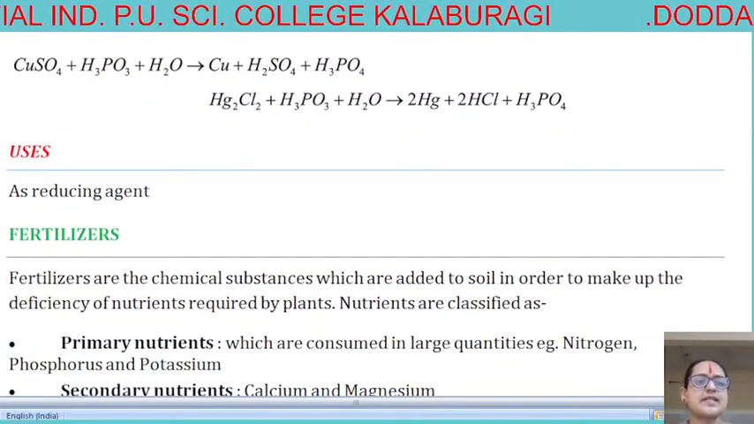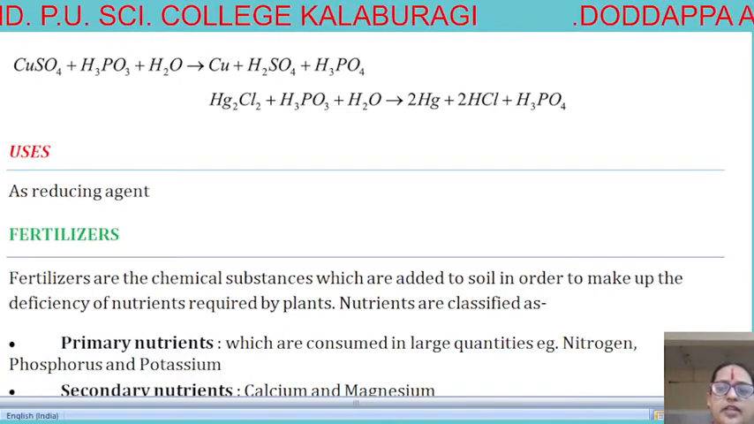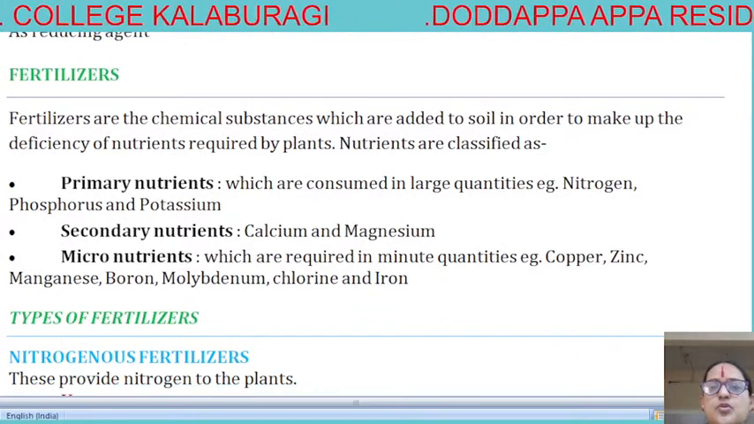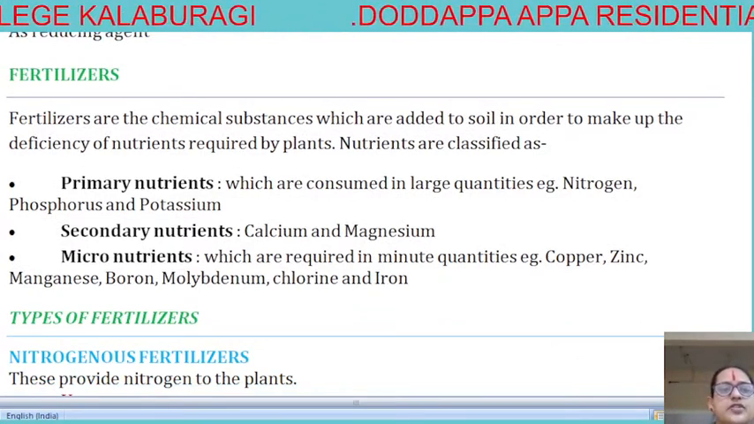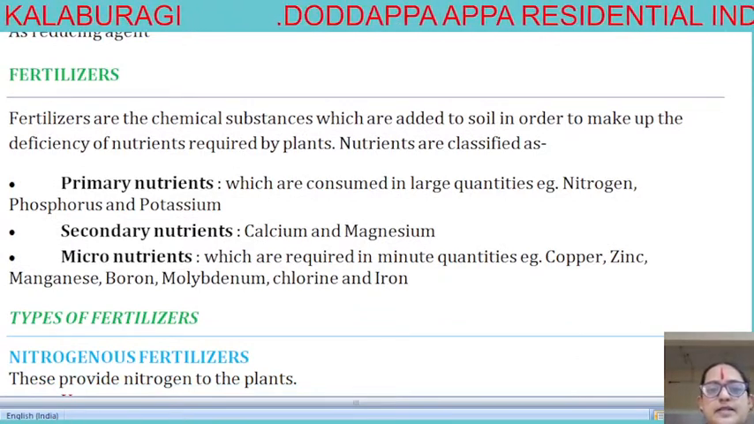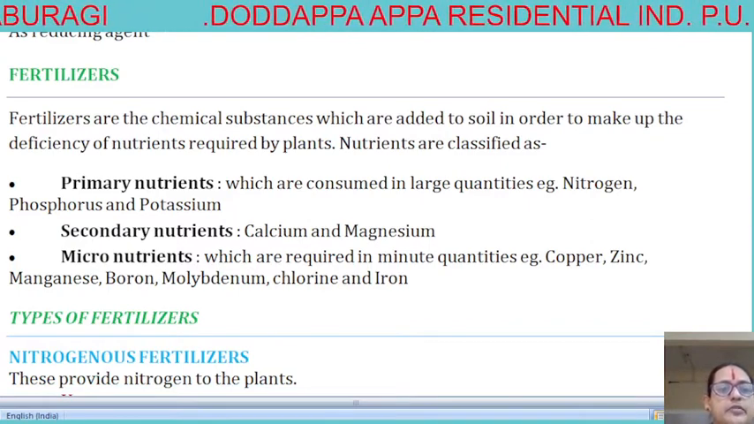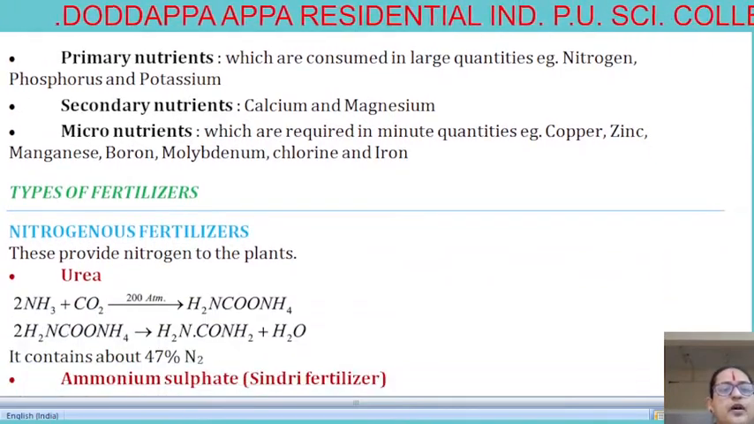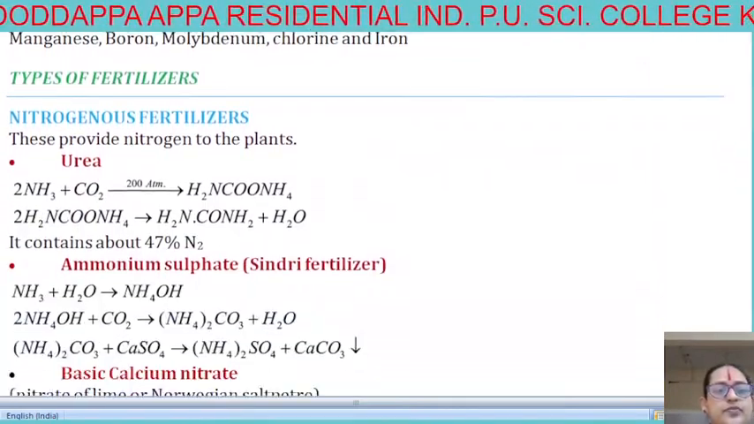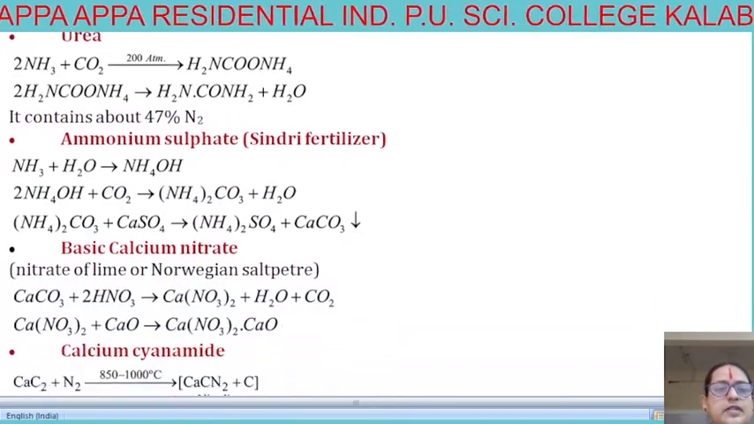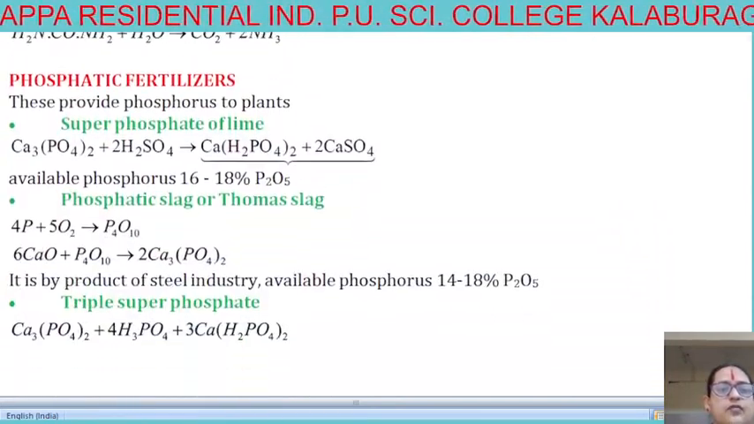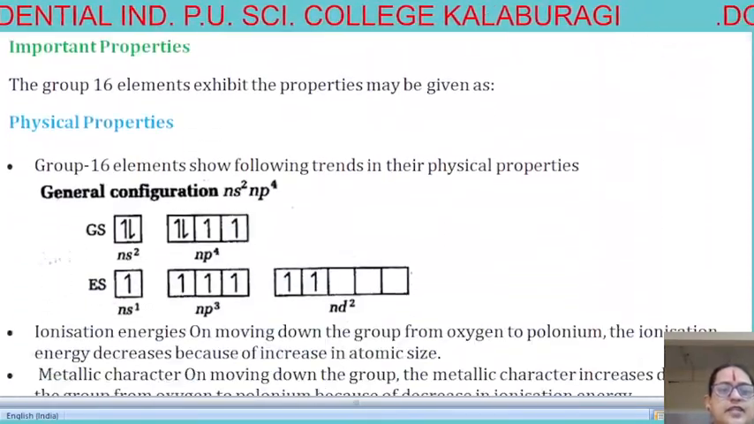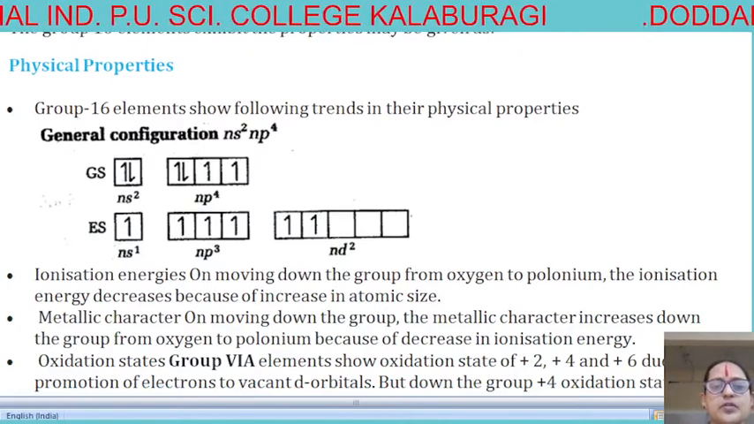Then we have its uses. It is used as a reducing agent. Then we have fertilizers. Fertilizers are chemical substances which are added to soil to make up the deficiency of nutrients required by plants. Nutrients are classified as primary nutrients, secondary nutrients and micronutrients. Types of fertilizers: nitrogenous fertilizers such as urea, ammonium sulfate, then calcium sulfate, phosphatic fertilizers, and mixed fertilizers. Let us move on to group 16 elements.